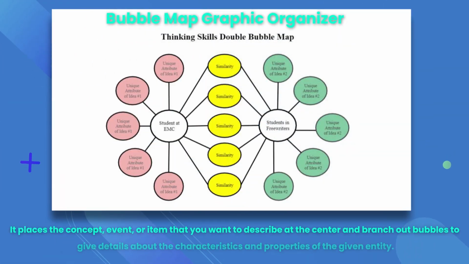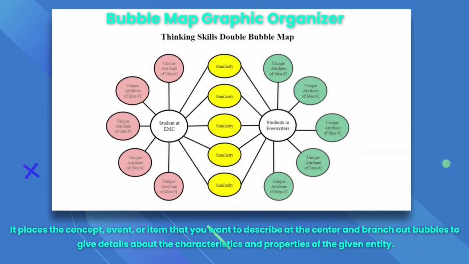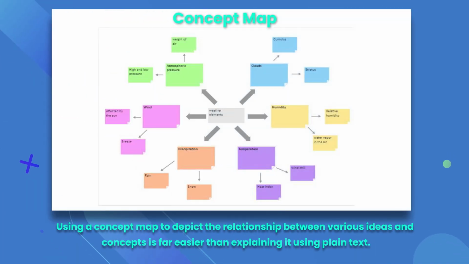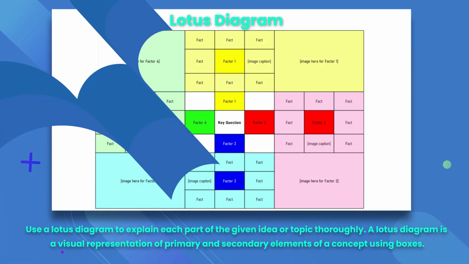Bubble map graphic organizer. It places the concept, event, or item that you want to describe at the center and branches out bubbles to give details about the characteristics and properties of the given entity. Concept map. Using a concept map to depict the relationship between various ideas and concepts is far easier than explaining it using plain text. Lotus diagram.